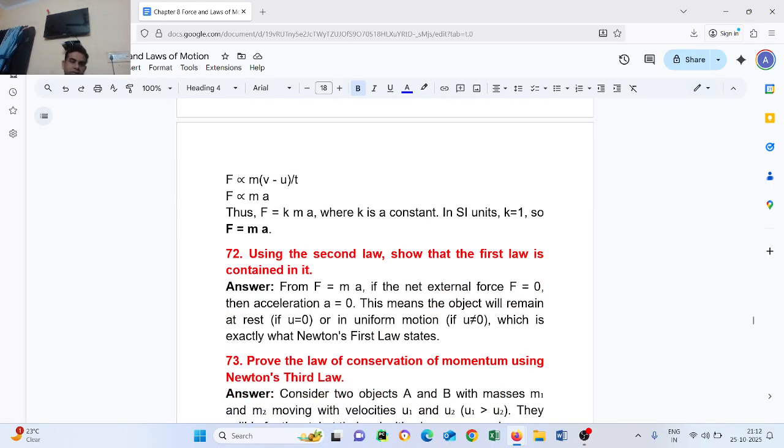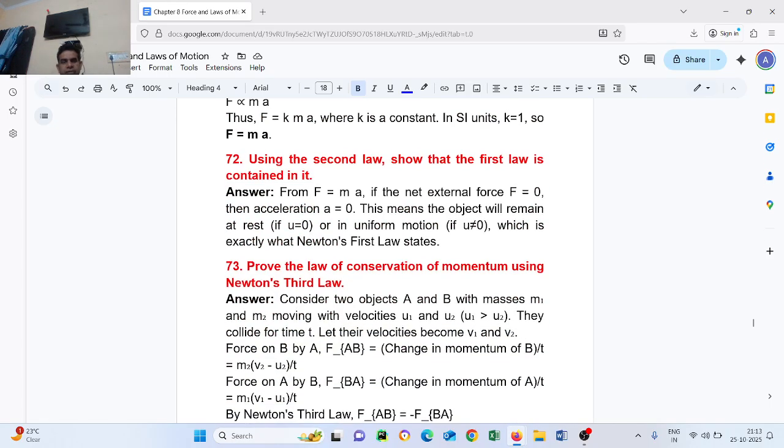Question number 72. Using the second law, show that the first law is contained in it. From F equals ma, if the net external force F equals 0, then acceleration a equals 0. This means that the object will remain at rest if u equals 0, or in uniform motion if u is not 0, which is exactly what Newton's first law states.